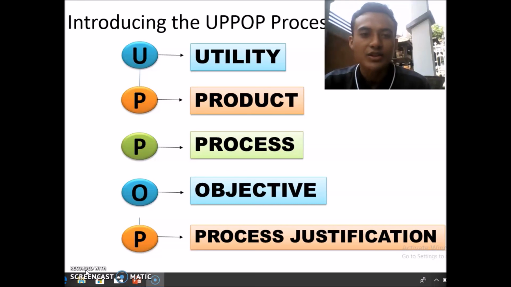The fourth one is O for objective. It is about what you expect out of the audience. The last one is P for process justification. It is about the resource of your material in the presentation. Every audience needs to know the resource of your topic.